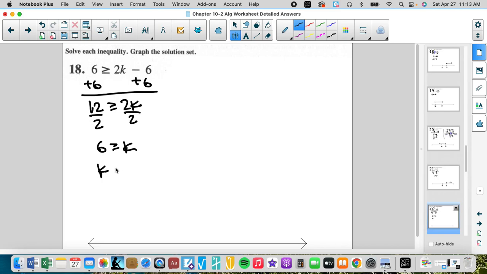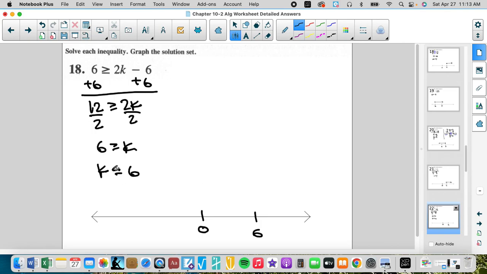I always like to write my variable first. It's eating the 6, so when I rewrite it, and now I'm going to graph it. So I show where 0 is. I show where my solution is. It is a closed circle because I'm including the solution or the boundary. And my solutions are less than, so I'm going to go to the left.